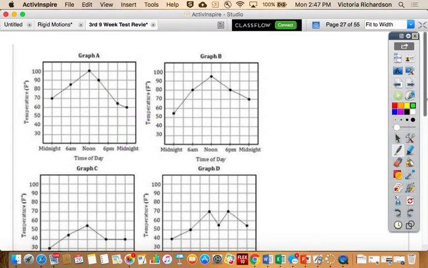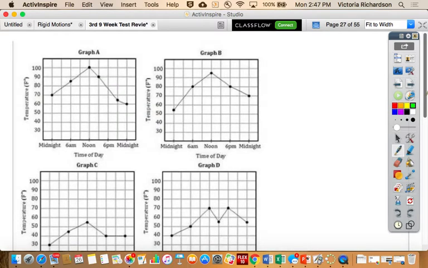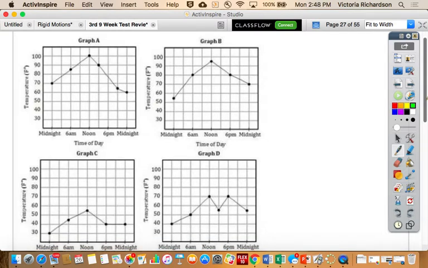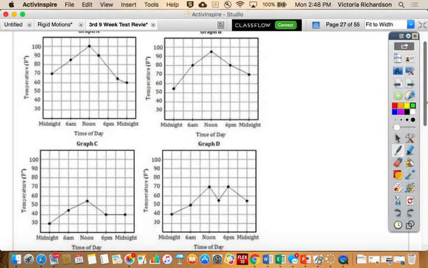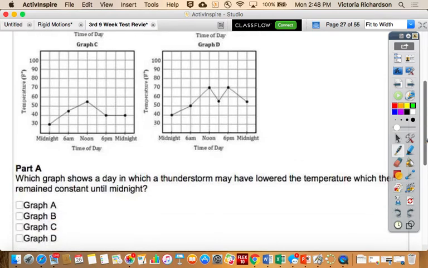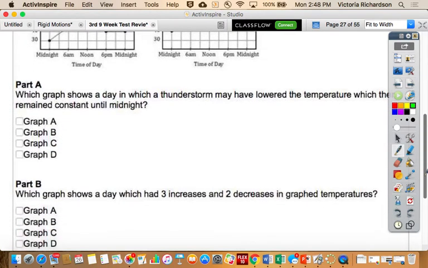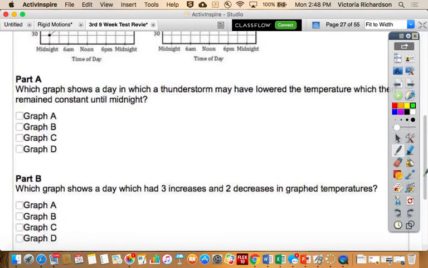And then we have 50. So I have 4 graphs, A, B, C, and D. And the question says, which graph shows a day in which a thunderstorm may have lowered the temperature, which then remained constant until midnight? And the correct answer for that is C. And then which graph shows a day which had 3 increases and 2 decreases in graph temperature? And the answer for that is D.